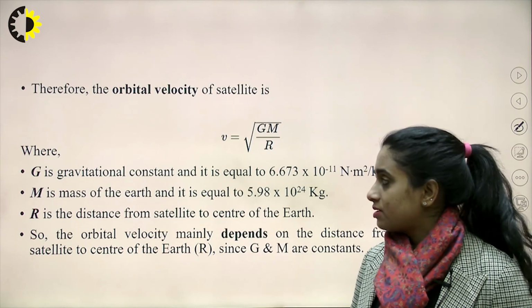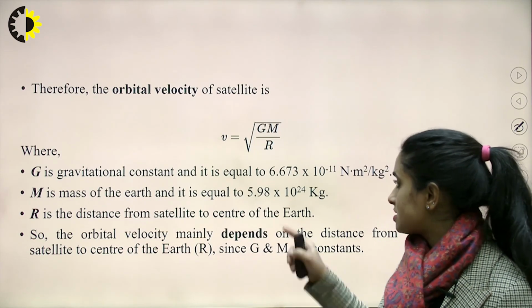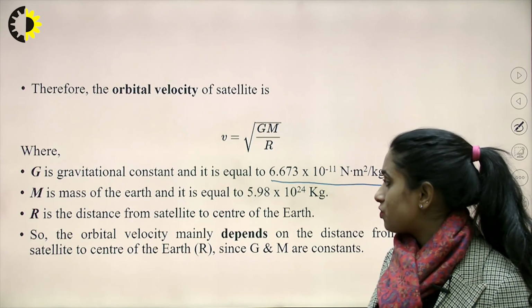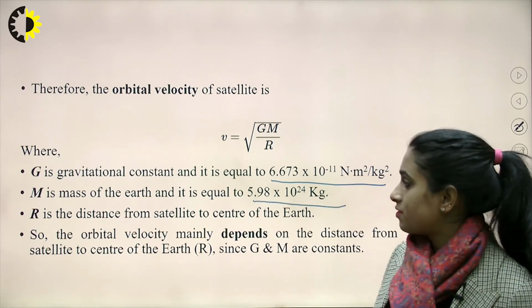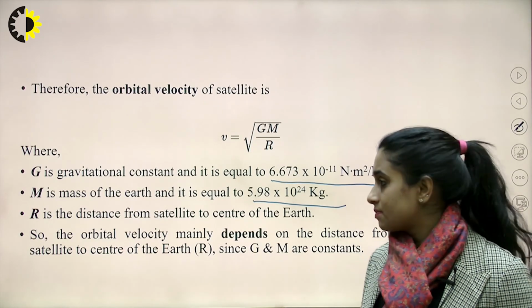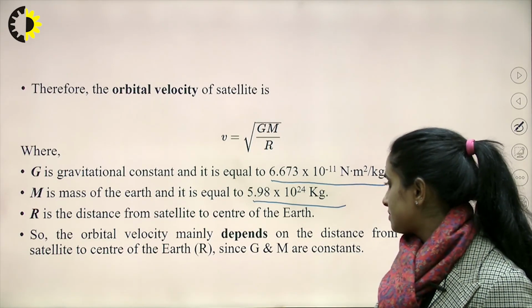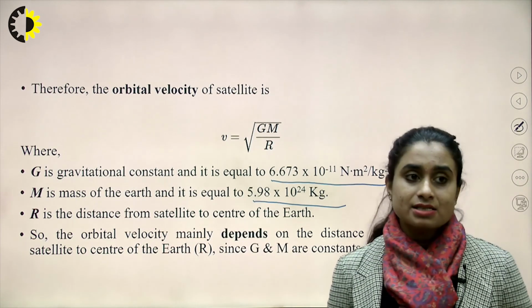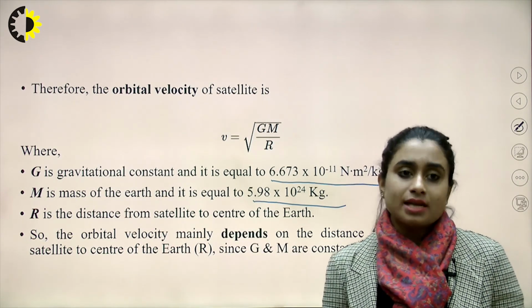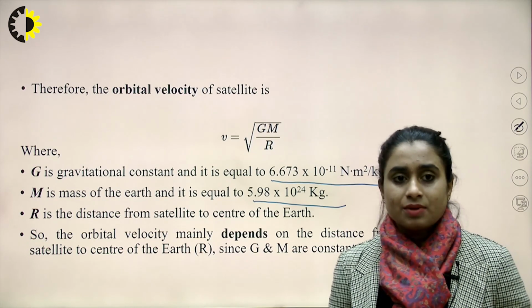We are familiar with the terms. Capital G is the gravitational constant, its value is written here. Capital M is the mass of Earth, these are standard and fixed values. r is variable depending on the distance, and hence we can say that orbital velocity mainly depends on the distance of the satellite to the center of Earth, as G and M are constant.